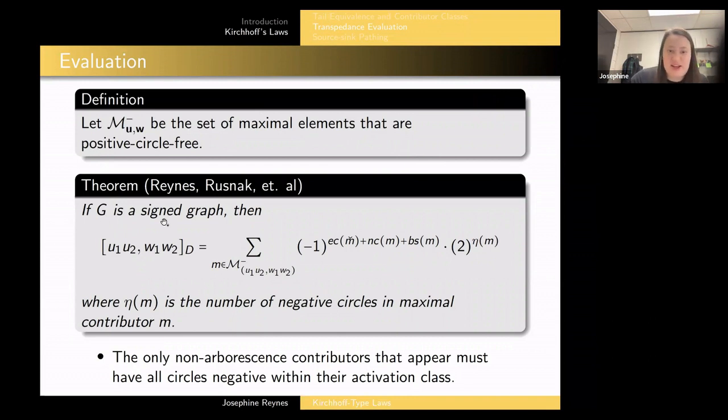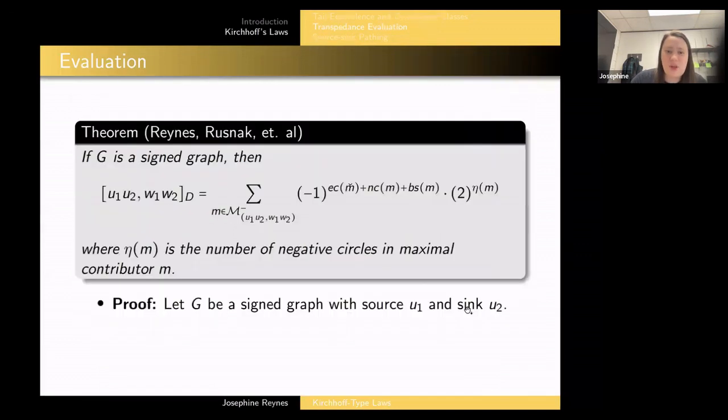And we have a theorem that states that if your graph is signed, then this transpedance sum is actually just the sum over all of these maximal elements of the signing function times the number of negative circles in that maximal contributor. So that makes it even easier to calculate because now we don't have to sum over all contributors of the type. The only non-arborescence contributors that are going to appear have all negative circles within their activation class. And we're going to see why this holds.